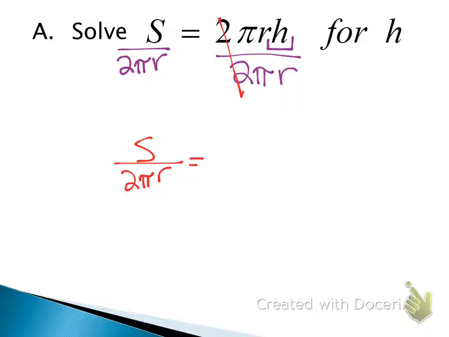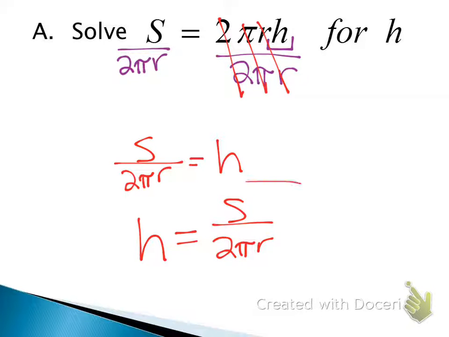All right, so the 2's are gone, the pi is gone, the r is gone. I have just h. And I'm going to rewrite it with the h in the front. So h equals s over 2 pi r. So you solve these the same way you solve any equation. You use inverse operations to get that variable by itself. The only difference here is that we're not actually doing a bunch of math. It won't be like 8 divided by 2 when you divide both sides by 2. Okay, it's s divided by 2, which you just write as s divided by 2. Okay? What are your questions on this one?